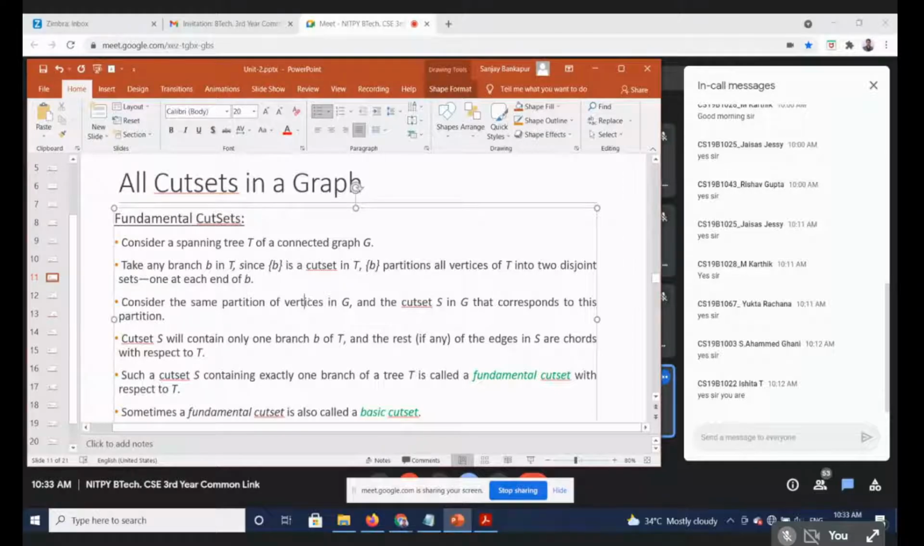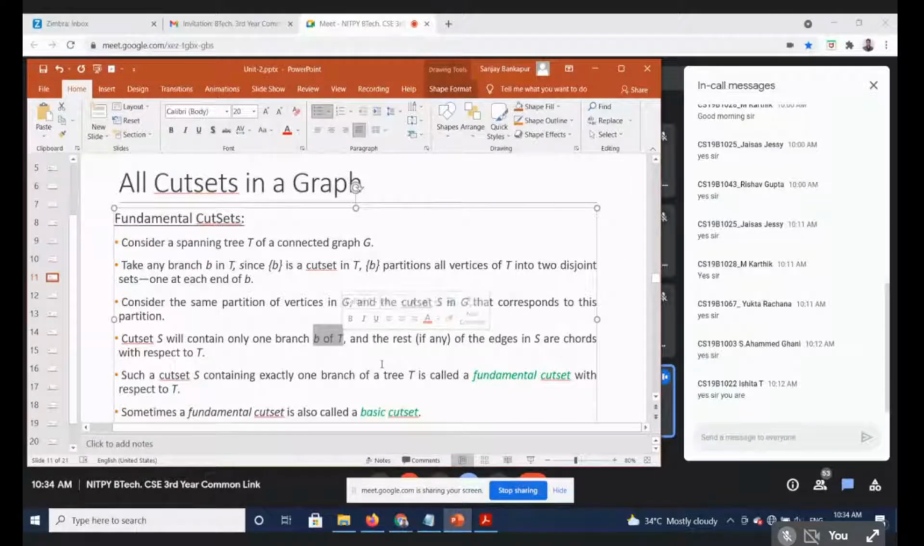Consider the same partition of vertices in G and the cut set S. A cut set is a set of edges. Definitely there will be one branch in that cut set in G that corresponds to this partition. And there can be other edges also. They are called chords with respect to the spanning tree, but they are edges with respect to the graph. Cut set S will contain only one branch B of T with respect to the given tree. That cut set will contain one edge that is labeled as a branch.